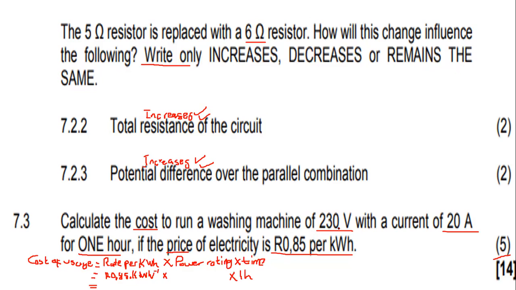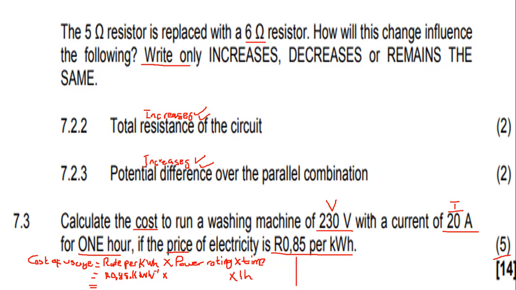So I just want to emphasize this again. We want the cost of usage, and we've been given the rate per kilowatt hour, how much it costs per kilowatt hour. So in writing per kilowatt hour, my dear learners, putting it simply in units, it's R 0.85 dot kilowatt hour -1, because -1 means per. So I am left with just calculating the power rating, and I know that the value for the voltage is 230. The current is given there as 20 amperes.